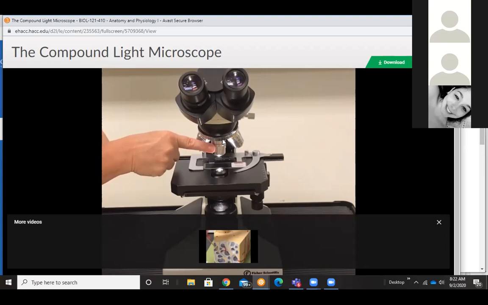I've got a microscope up here. This is a really simple microscope. But this microscope right here has three lenses. They usually have three or four. The shortest one is the one that you start with first. It's got the lowest strength, lowest magnifying power.